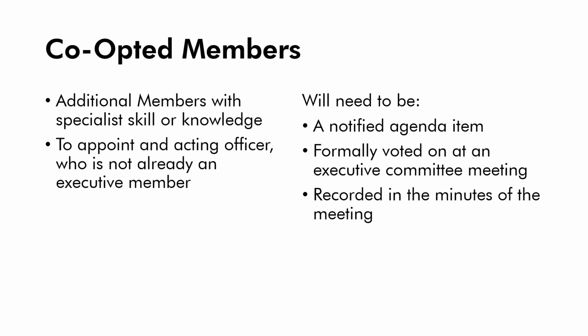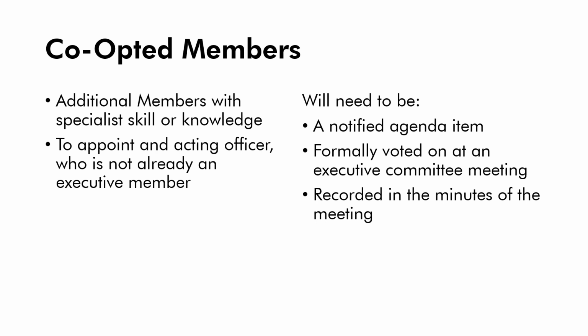During the session, the executive may co-opt additional members. This is usually to bring someone onto the committee who has a specialist skill or knowledge. If during the year the chair, treasurer or secretary resigns or is unable to continue in the role, and the acting officer is not appointed from within the existing executive, then the committee will need to co-opt the person who is taking the role.